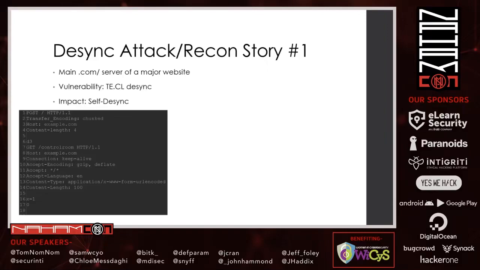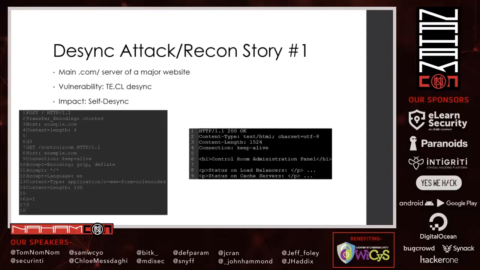When I issued this request and desynced myself to get to the control room endpoint on the backend, I was surprised to see that I got a 200 OK back from the request, and some information that looked like an administration panel that had access to load balancers and cache servers and all sorts of these maintenance control knobs for the main website. Once I reported that, it got triaged and resolved immediately.